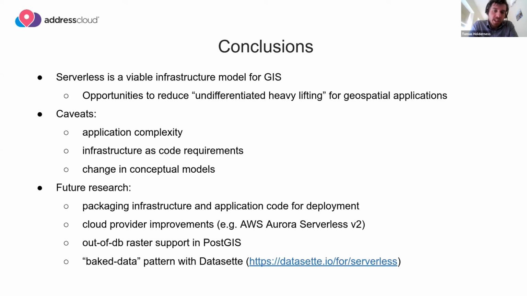Amazon is supposedly releasing version 2 of its Aurora serverless, which will scale PostGIS databases within milliseconds. PostGIS now supports out-of-database rasters, so we can store our rasters in an object store, but still query them through PostGIS. It's a really interesting hybrid approach that's just come out. And we're also seeing the advent of baked data patterns where people are uploading the infrastructure and the code and the data all up to the cloud in one place to build heavy read-only but very performant applications.